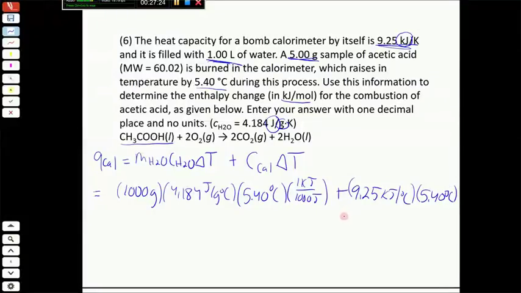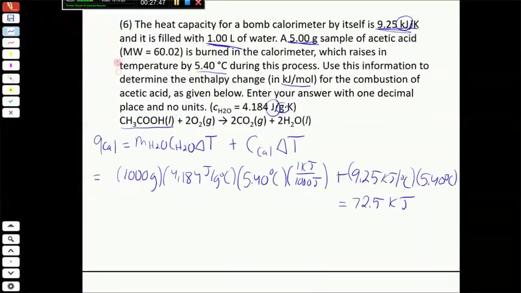And so when we work this out, what we get is that the amount of heat absorbed by the calorimeter was 72.5 kilojoules. Or alternatively, we could have left the first term in joules, converted the second term from kilojoules to joules, and multiplying by 1,000, we would have gotten 72,500 joules. But as long as you keep the unit straight, it doesn't matter which one you use or when you convert them. So that's the amount of heat that's absorbed by the calorimeter.